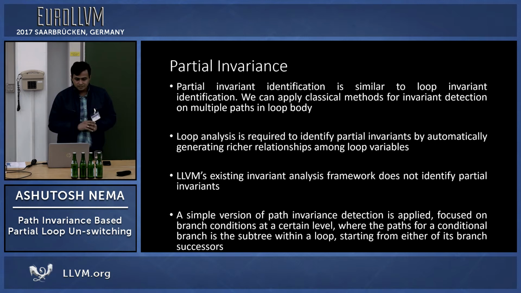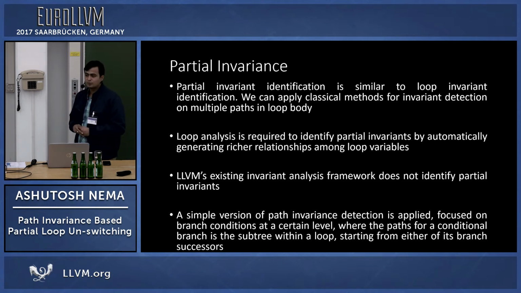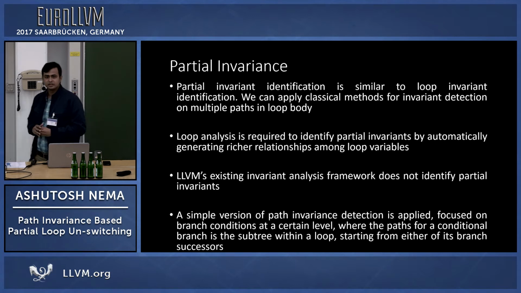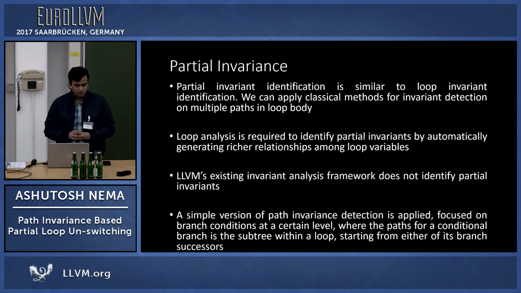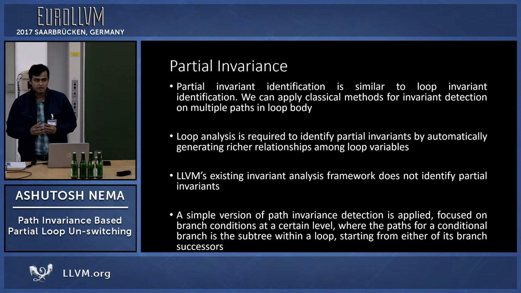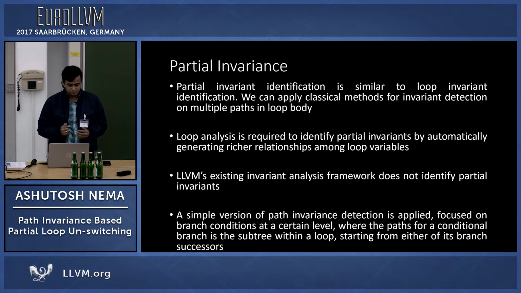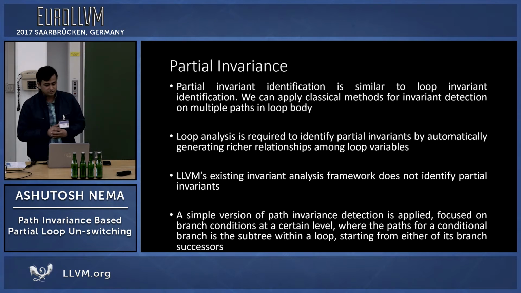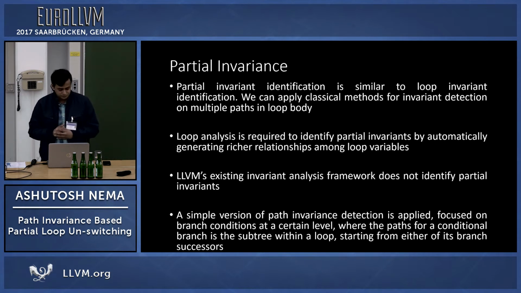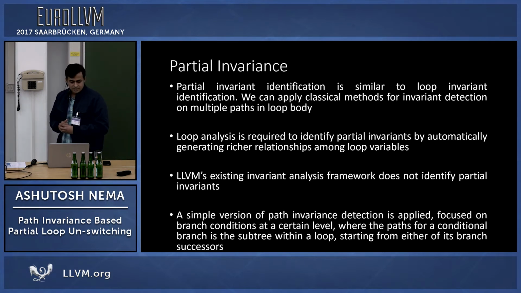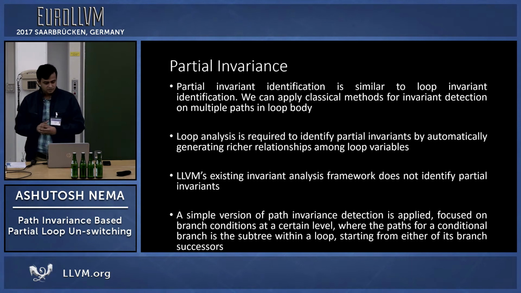So partial invariant identification is very similar to loop invariant identification, but the scope is limited to certain paths. For this, loop analysis is required, and this analysis will explore different paths in the loop and figure out which are partially invariant in which paths. The existing LLVM invariant analysis framework does not identify partial invariants. It is bound to full loop invariant conditions.